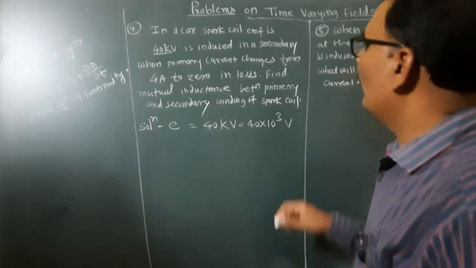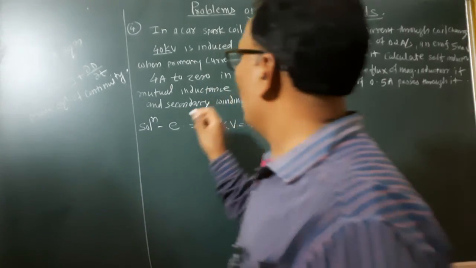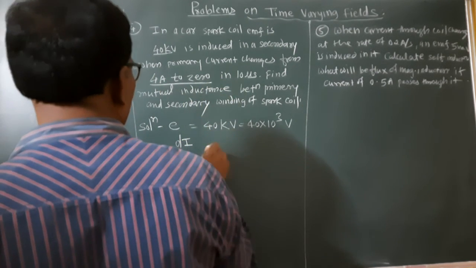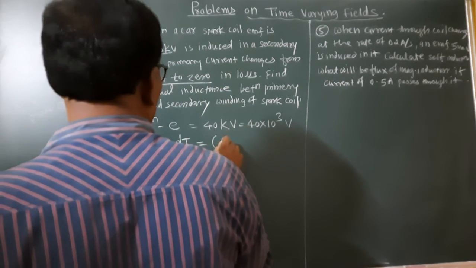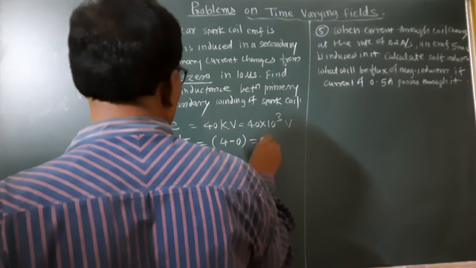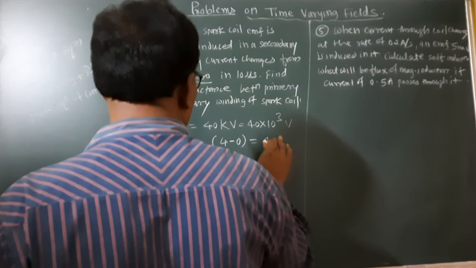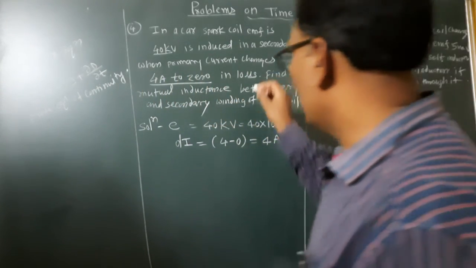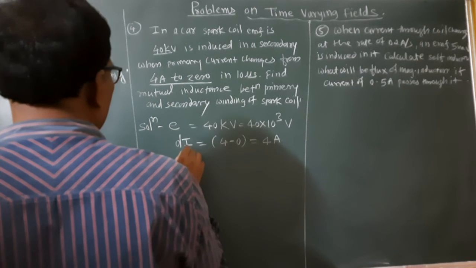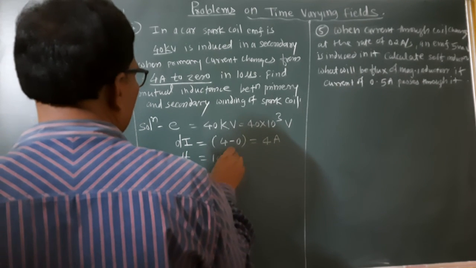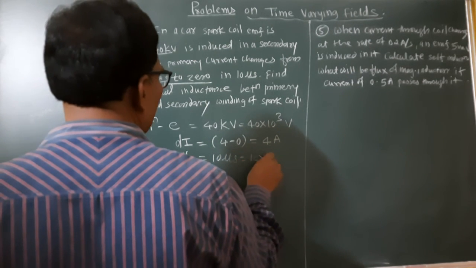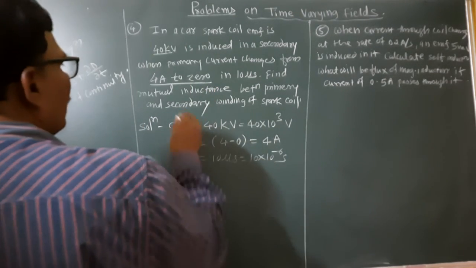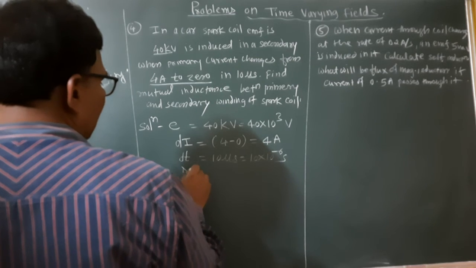And when the primary current changes from 4 ampere to 0 ampere, that is dI is equal to 4 minus 0, which is 4 ampere, in a time of 10 microsecond. Micro means 10 to the power minus 6 second. Find the mutual inductance in the primary coil.